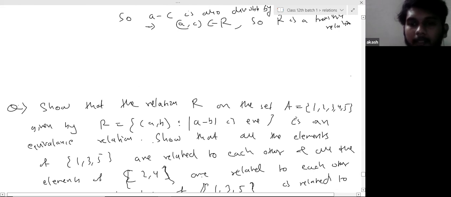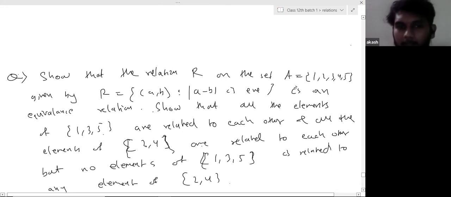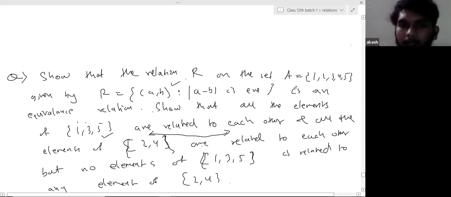All right, in the second part, they have given you two sets. One set is 1, 3, 5. The other is 2, 4. They are saying all the elements of this set are related to each other. You have to show this. So this is very easy. In this set, each element is an odd number. So if you take any ordered pair of these elements, then the subtraction of those elements will be even. So that will be related in R.